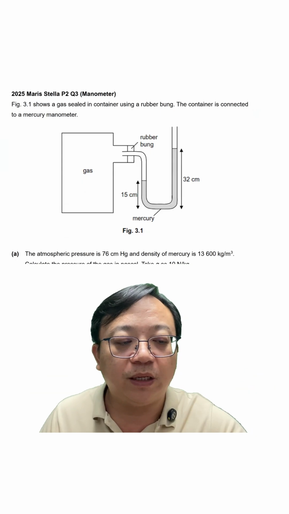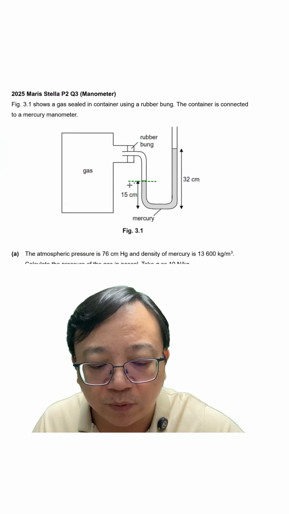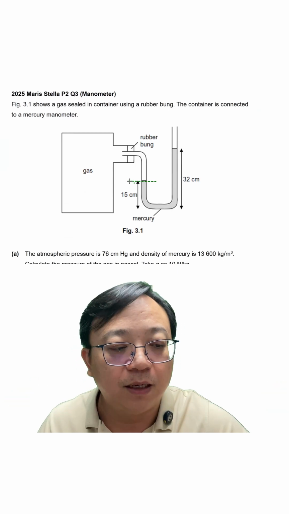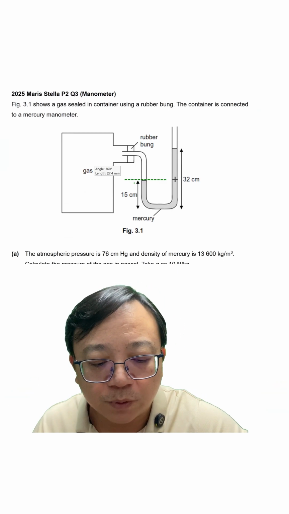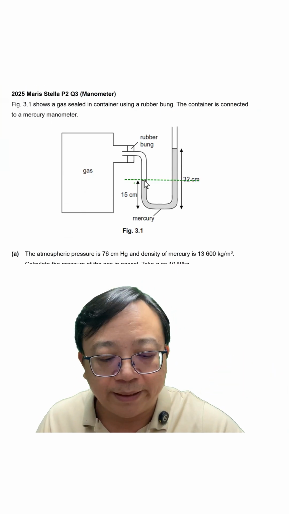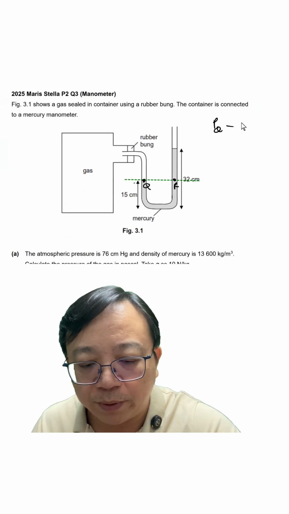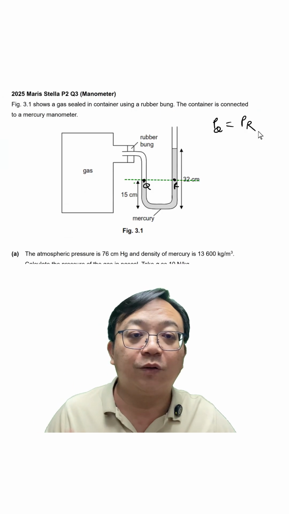For this manometer question, we again need to choose the lower level. This is a lower level, this is a higher level, right? We must choose the lower level as our analysis. So we need to extend this lower level here. Now, let's call this pressure Q, and this one R. Pressure at Q will be equal to pressure at R, right? Okay. So what is pressure at Q?